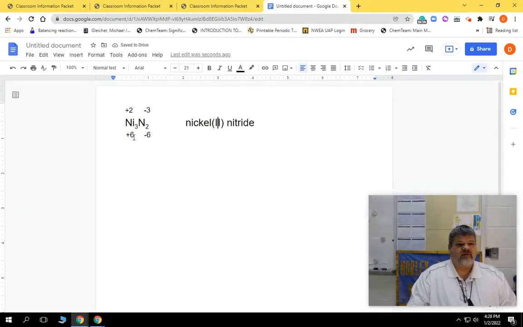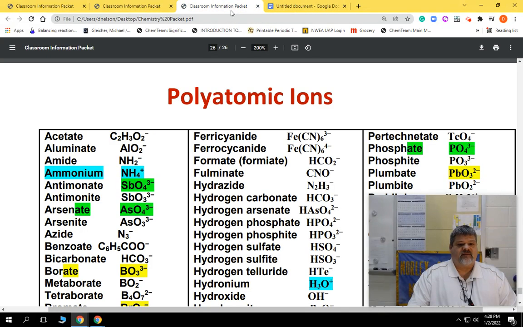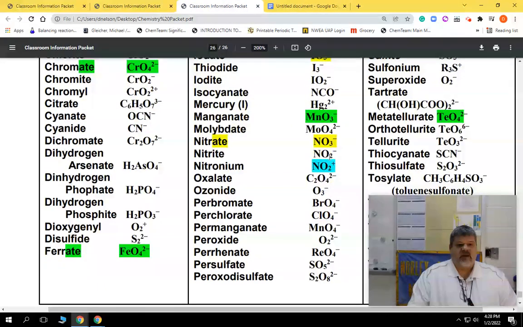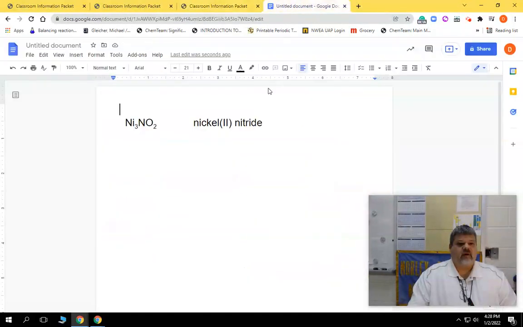Now, type 2, let's just change it, and let's say that this one is NO2. So let's just go ahead and get rid of that, and let's find out exactly what this is. We'll get rid of these. We'll get rid of this. We know that this is going to be nitrate or nitrite. So let's go to our polyatomic ions, find NO2. NO2 is nitrite. So we're going to go back to our paper here.